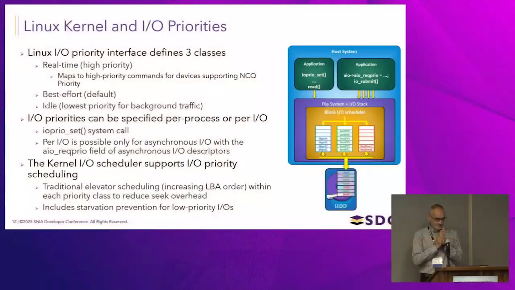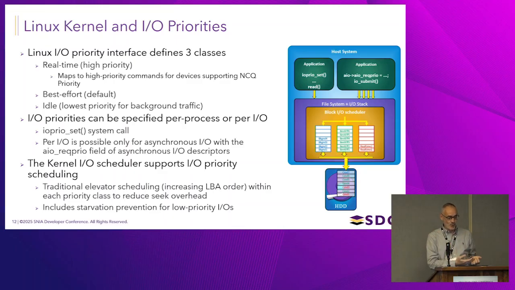So Linux support of CDL. Let's start with an overview. As a background, to understand how we support CDL, you have to understand how Linux deals with I/O priorities. There are 3 classes defined in the kernel, 3 classes of priorities that the kernel understands. Real-time, which is high priority, best effort, which is the default, and idle, which is the lowest priority level for background traffic.